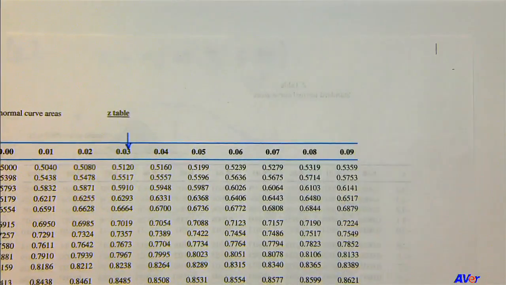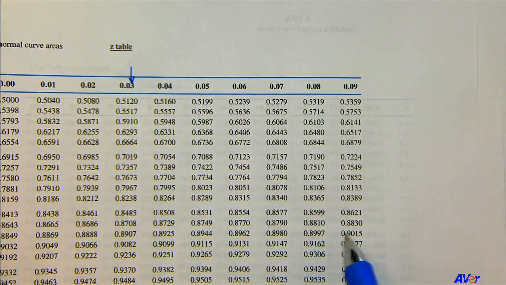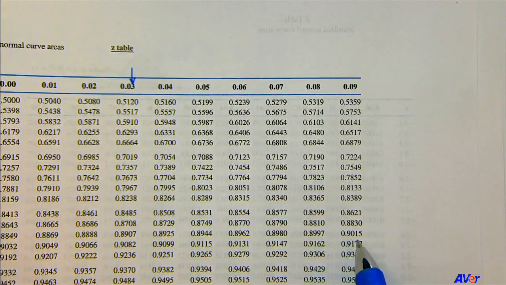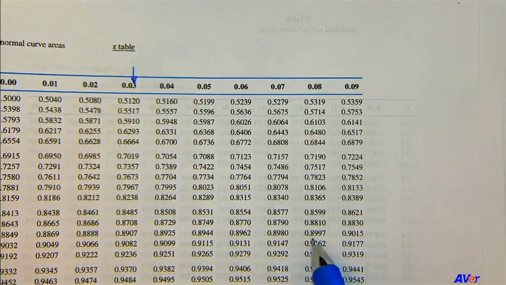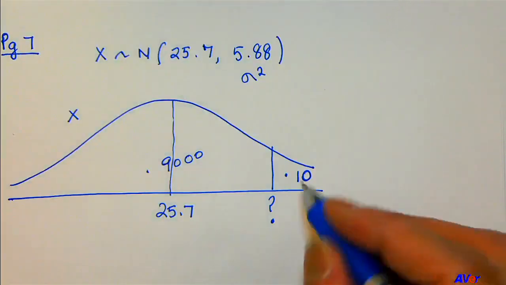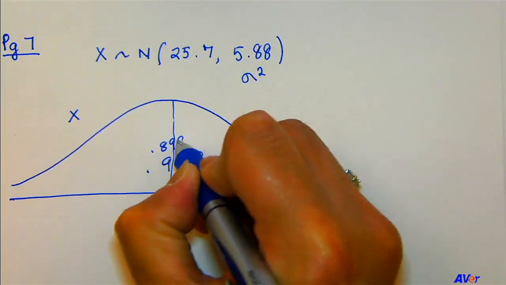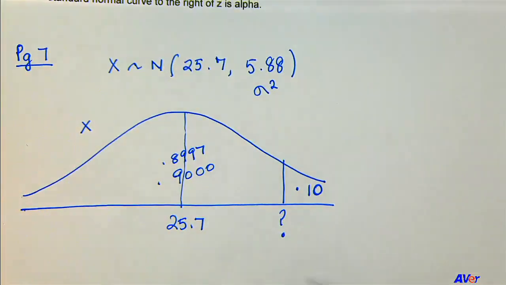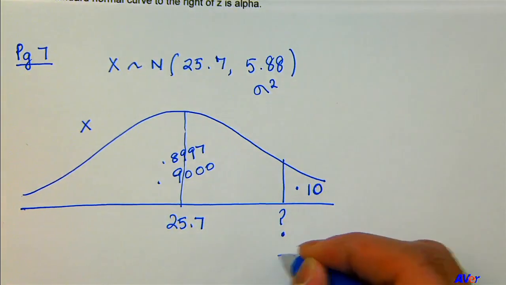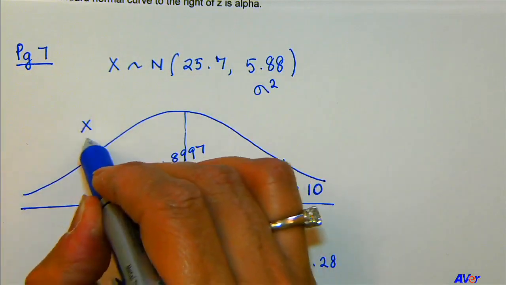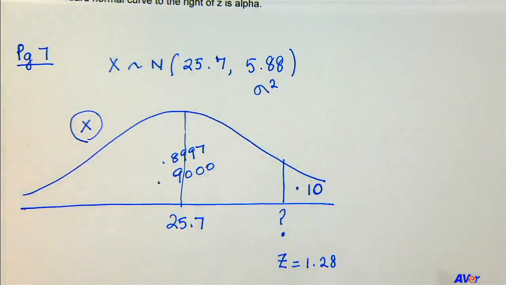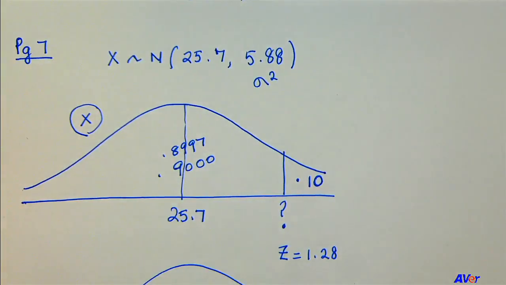And the other one, the one that's larger than 0.9, would be 0.9015. 0.9015 is further away from 0.9 than is 0.8997. So I'll go with 0.8997. So I'm dealing with 0.8997 as close as I can come, and this would be Z equals 1.28. But unfortunately here I'm talking about X and not Z. So first I would have to write it like this.